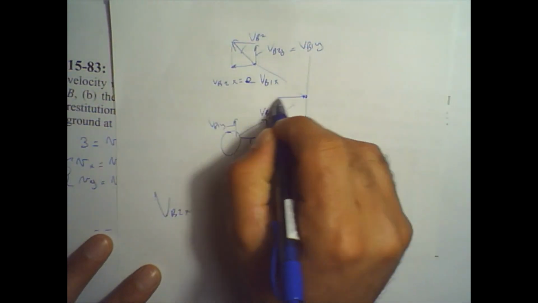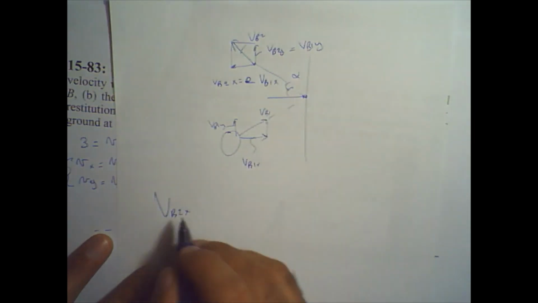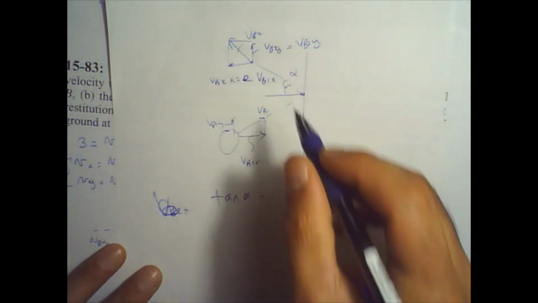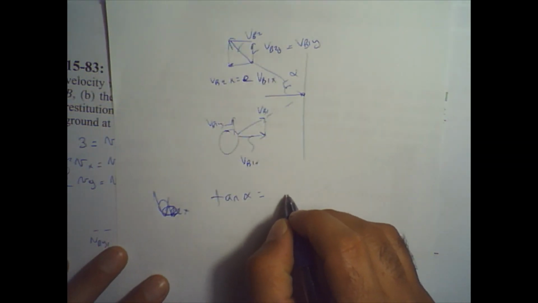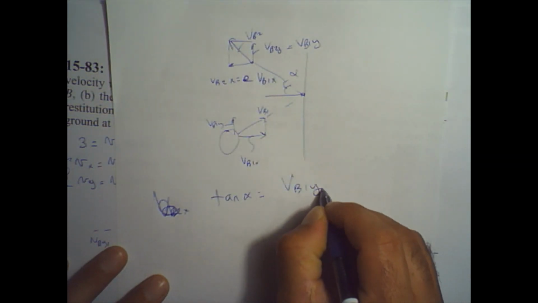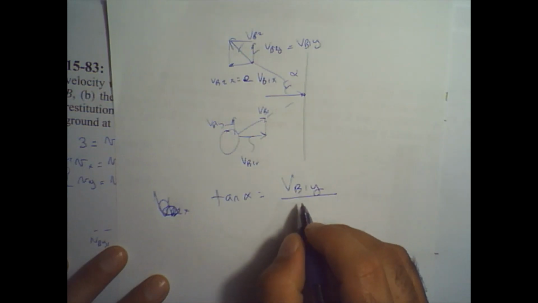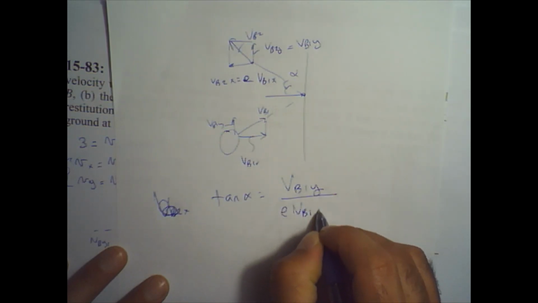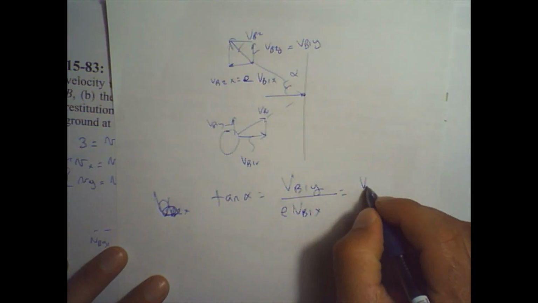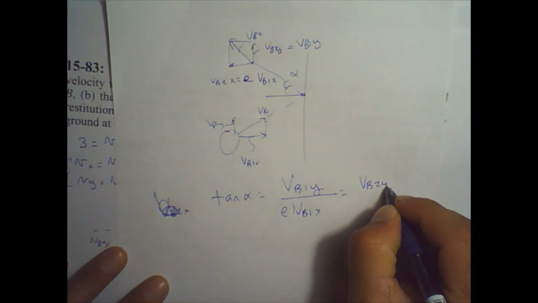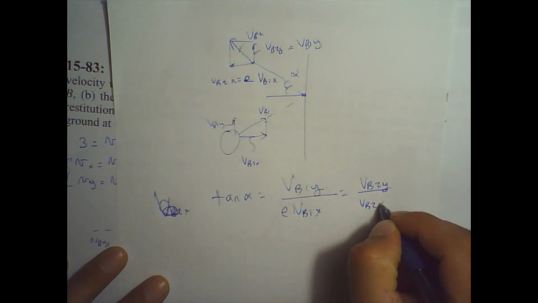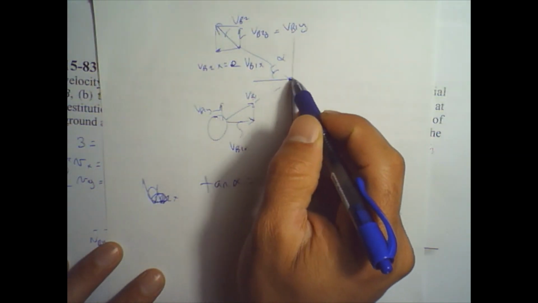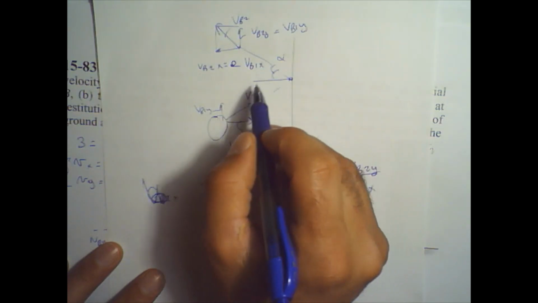So how about the angle? If I want to actually get the angle alpha, then I know that tangent alpha is going to be equal to opposite divided by adjacent, so it's going to be equal to VB2y divided by VB2x, which is VB1y divided by E VB1x. Does it make sense, guys? So this is how you can find the rebounding angle of the ball with respect to this horizontal line.